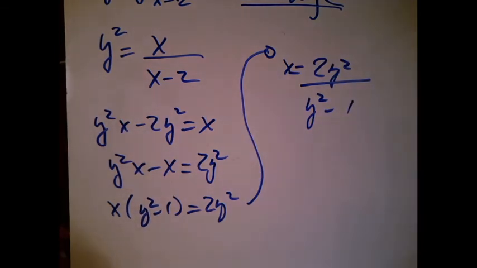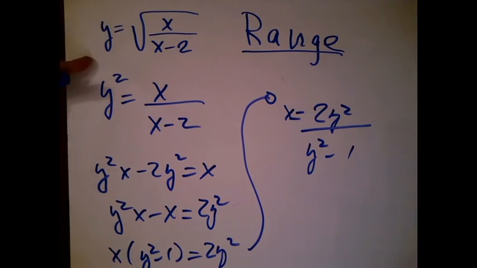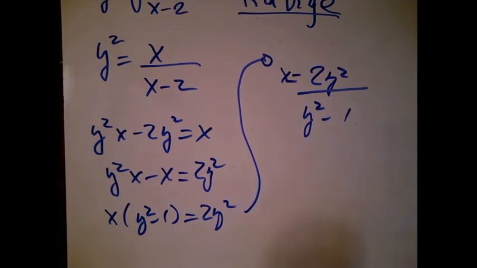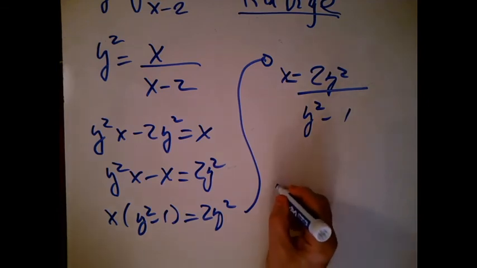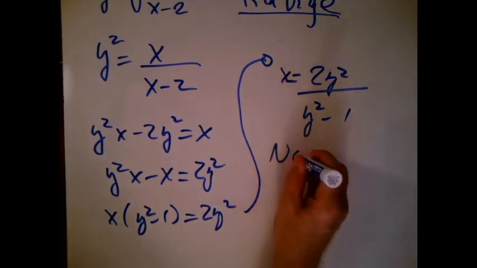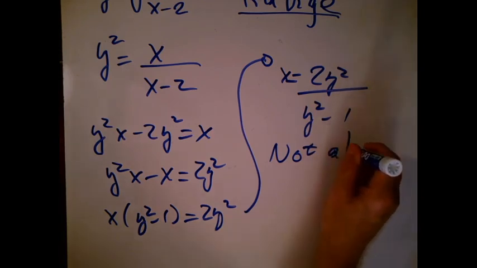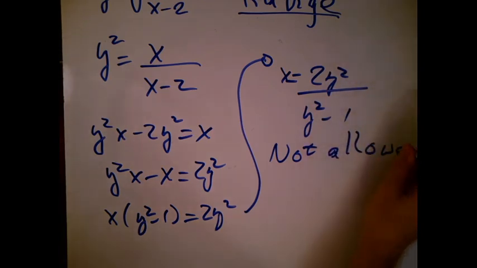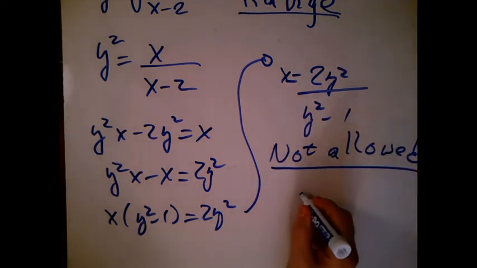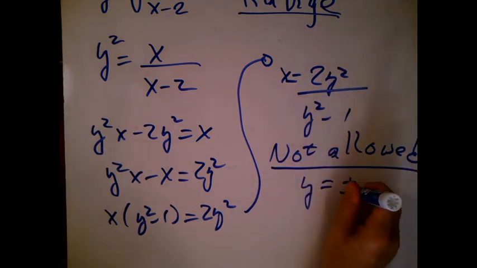Now remember how we did domain? We had y in terms of x, and then we asked ourselves what x's can we plug in. Now how are we going to do range? We're going to write x in terms of y, which we've done. And all we have to ask is, what y values can I plug in now? Well, I can plug in anything that doesn't make the bottom 0. We can see that the only thing that makes the bottom 0 is y equals plus or minus 1. So not allowed is just y is plus or minus 1.